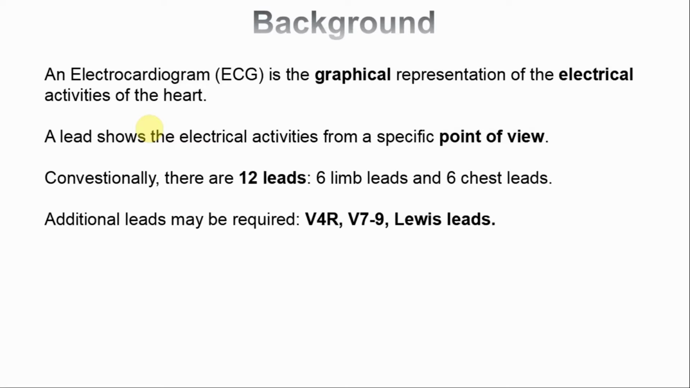For example, if I say lead aVF, it means what is happening to the undersurface of the heart. If I say leads V7, V8 and V9, it means what is happening to the posterior aspect of the heart. So that is the lead, not the electrode, because we don't put the electrode at the same place as the lead. Conventionally, in a 12 lead ECG, we have 6 limb leads and 6 chest leads, but you can get more leads or fewer leads depending on what you are looking for.